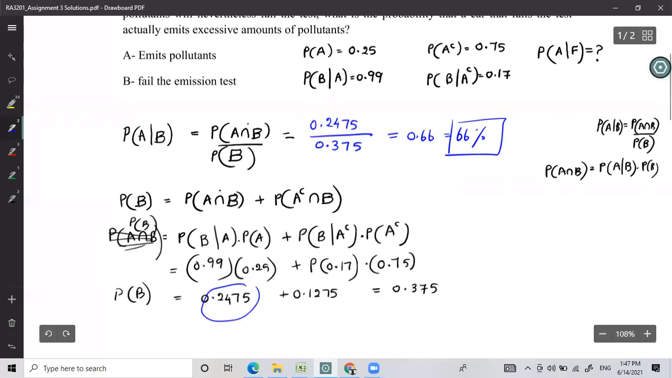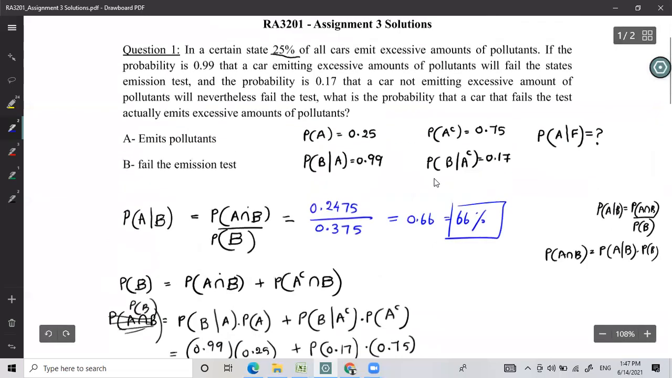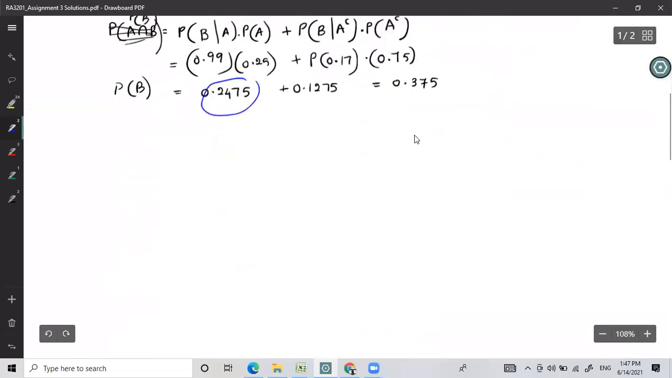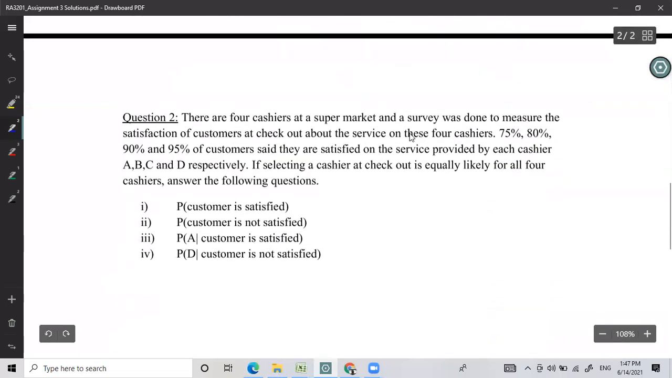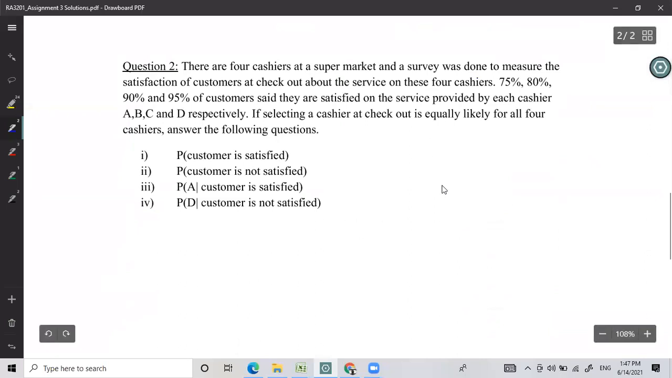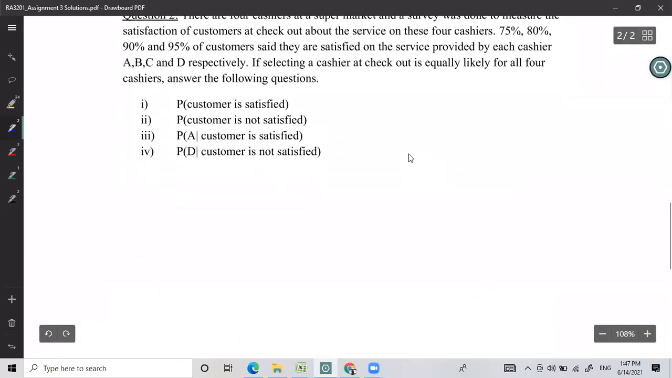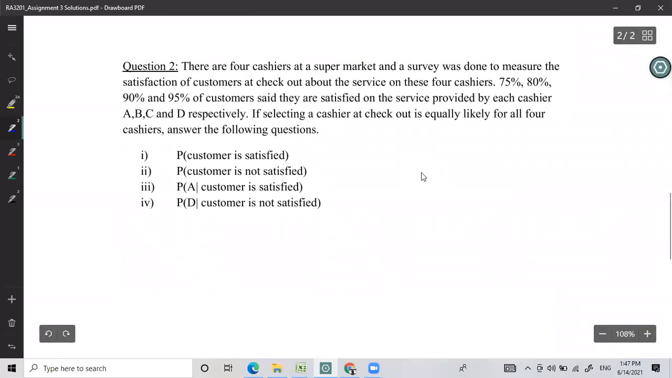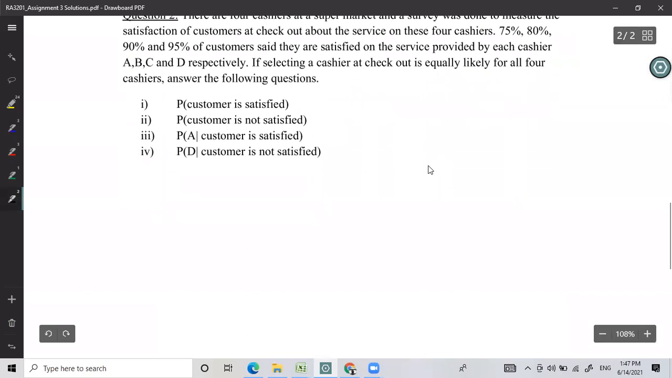So that is using the equations. Okay. Right. Here's the next one. We'll use a tree diagram for this one because we have four possibilities for the first level. Right. It will be easy if I use a tree diagram.